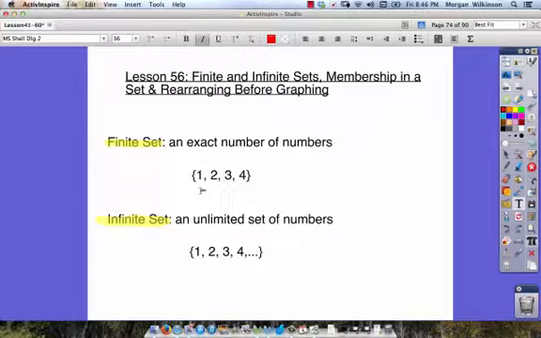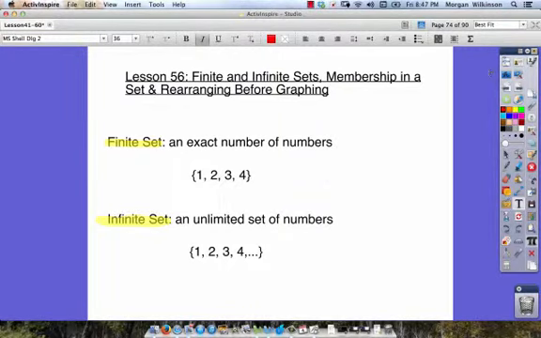An infinite set just has an unlimited number of numbers. So we have 1, 2, 3, 4, but dot, dot, dot, that means our pattern continues. So we'd have 5, 6, 7, 8, 9, 10, 11, 12. We keep on going and going and going. So we have an unlimited number of numbers, and that's called an infinite set.